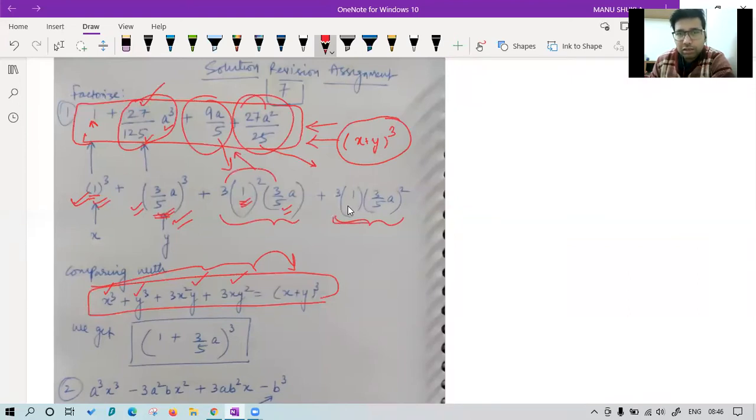Similarly, 3xy square. And now after writing this, we can say the answer is x plus y whole cube, that is, x is 1 and y is 3 upon 5a, whole cube. I hope this is clear to everyone now. The factorization process. No one is there who is not able to understand this kind of factorization.